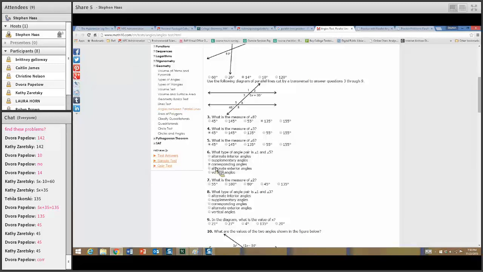What about angle 2? Well, angle 2 is vertical with angle 3, right? And angle 3 we said was 45, so that's also 45. What type of angle pair is 1 and 3? They're a linear pair, so they're supplementary. Very good. What's the value of x? Right, 5x plus 35 had to equal angle 5. Angle 5 we discussed before was 135. Subtract 35 from each side to get 5x equals 100, which means x equals 20. Good.